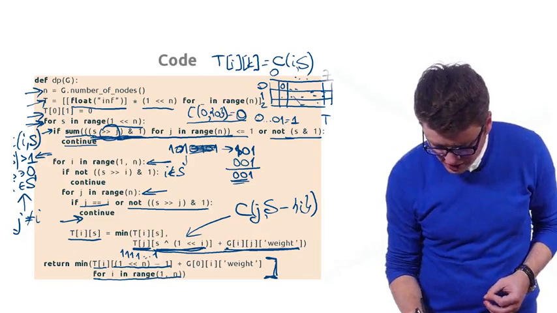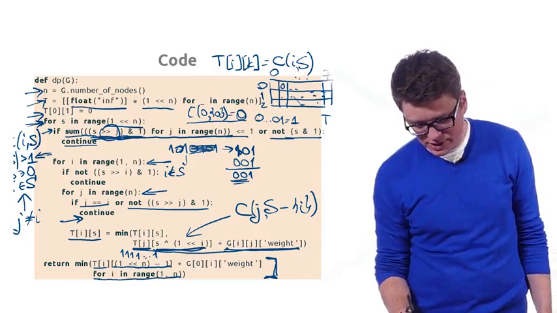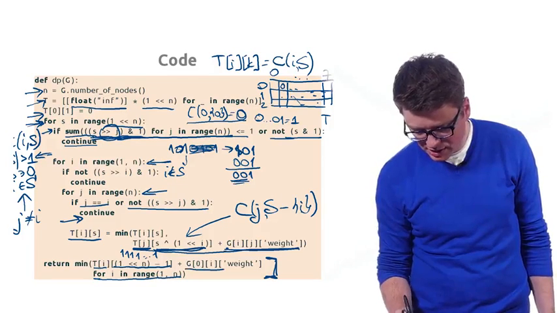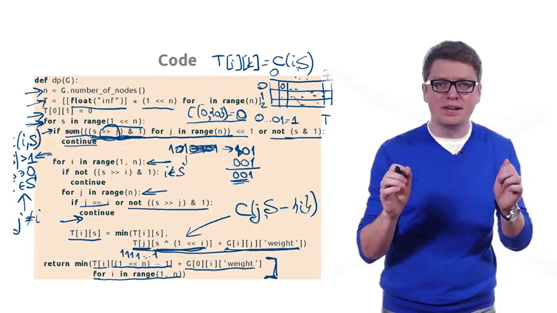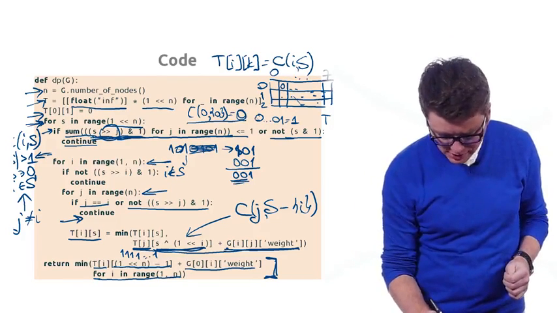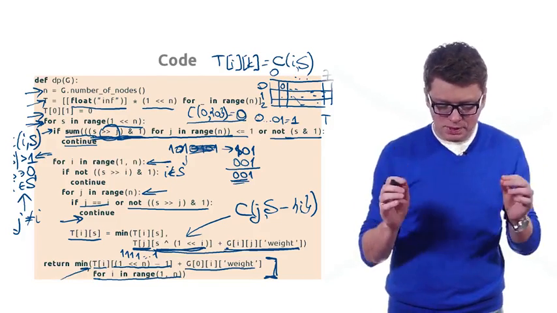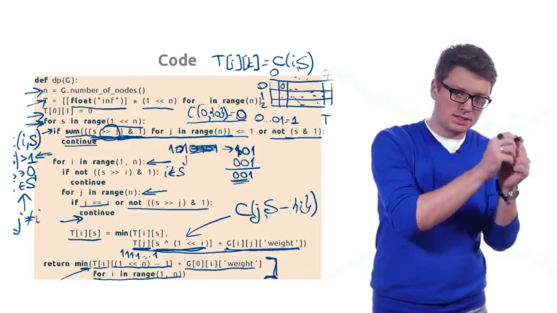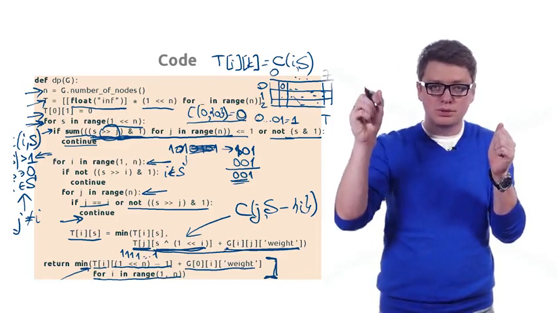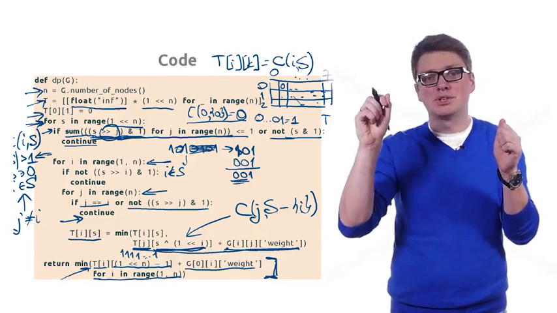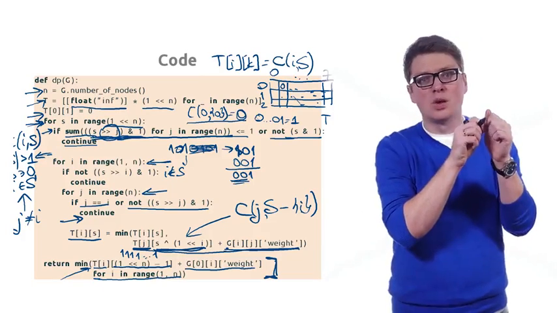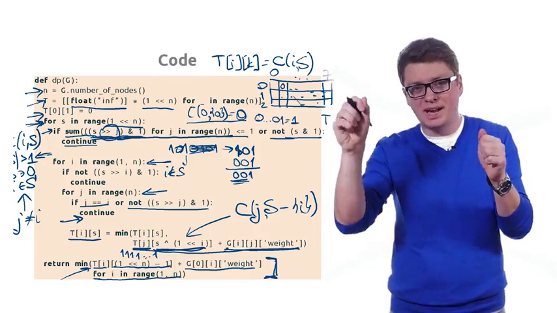So we check all such values, and for every such path, we add just the weight of the edge from 0 to I. Okay, so once again, this is the optimal weight of a path that starts at 0, visits all the nodes, and ends at the node I, and then we need to add one more edge going from I to 0.